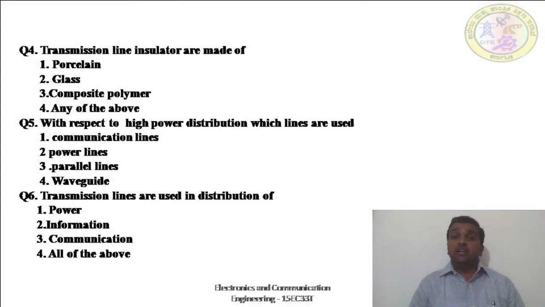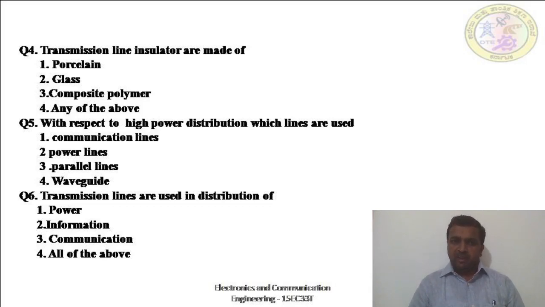Transmission line insulators are made up of option number 1, porcelain, option number 2, glass, option number 3, composite polymer, fourth, any of the above. The answer is option number 4, any of the above, because insulators can be made up of porcelain, glass, composite material, or anything. Insulators are used in order to avoid shorting, to avoid conductance between cables. They can be made up of porcelain, glass, composite polymer. Hence, the answer is option number 4, any of the above.